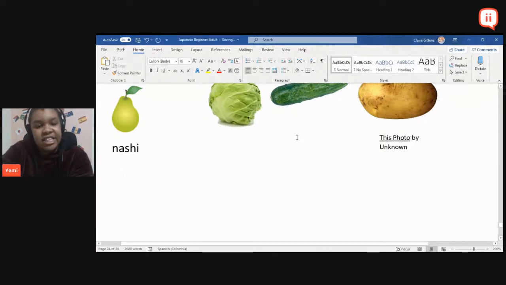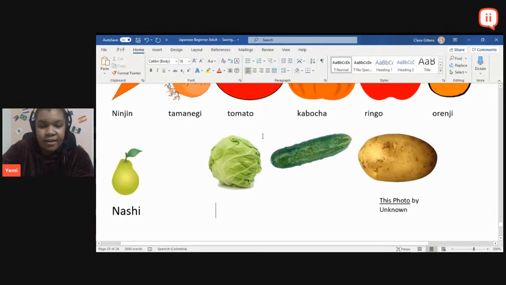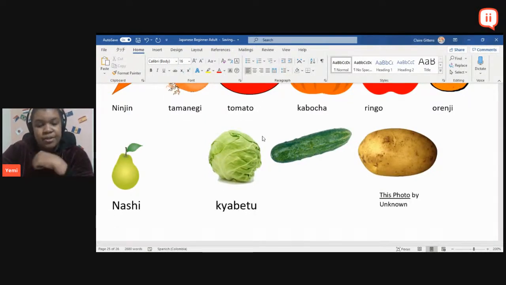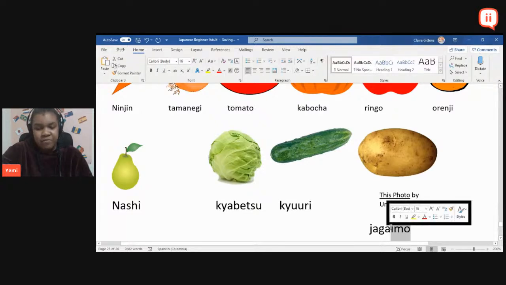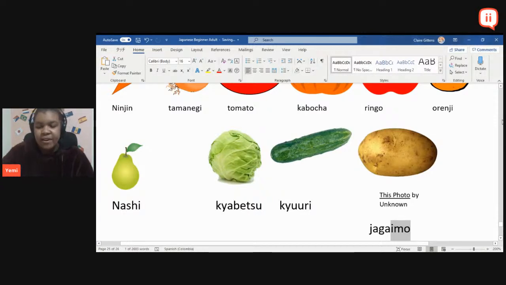Nashi. Nashi. So there's a Western pear and there's also a Japanese pear. They're both called nashi. You might differentiate with this one. You might call yonashi, Western pear. Okay. Kyabetsu. Kyuri. And how to do this. And last one. Jagaimo. Jagaimo. So imo just means potato. And so there are various types of potato. You just switch the beginning. Okay. So satsumaimo is a sweet potato. And nagaimo is a yam. Jagaimo is the potato. Okay.